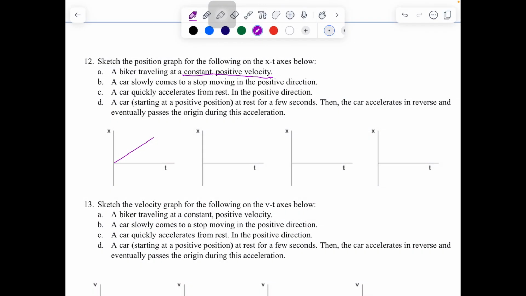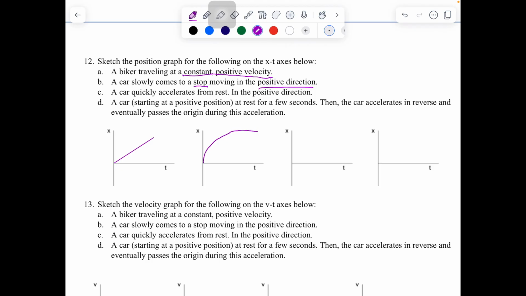The car slowly comes to a stop moving in the positive direction. Okay, we need to keep in mind we're moving in the positive direction. We're coming to a stop. Stop means that the slope should be 0. We're moving in the positive direction. This would look something like this, where we eventually level off, coming to a stop. The slope was positive. Remember, a changing slope. Slope is velocity on a position time graph, so a changing slope means a changing velocity.